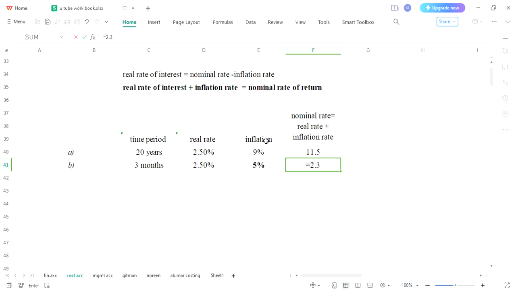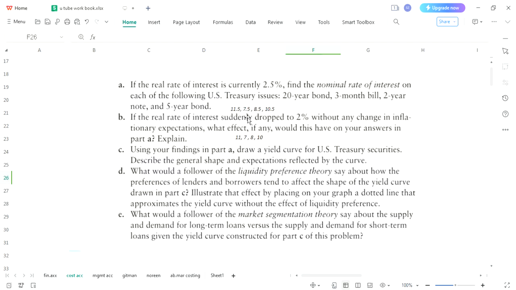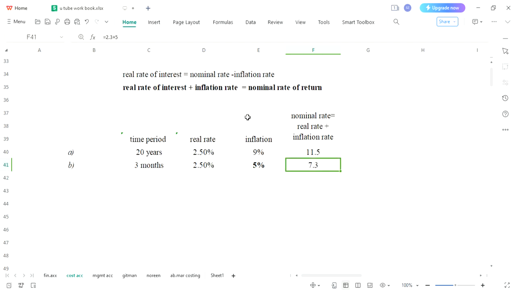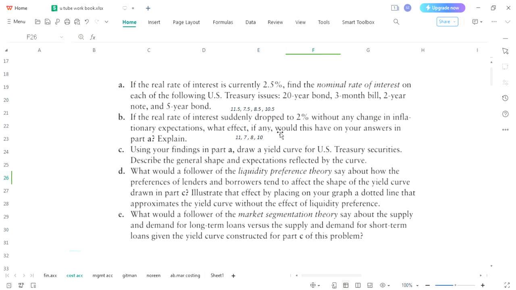2.3 was your real rate, you will add inflation rate, that was 5. So we have got our second answer, 7.3%. What we have added, 2.5 is actually the amount. Typographically it has been written as 2.3. So we have got 7.5. Look, second answer is 7.5, and third option is for 2 years.